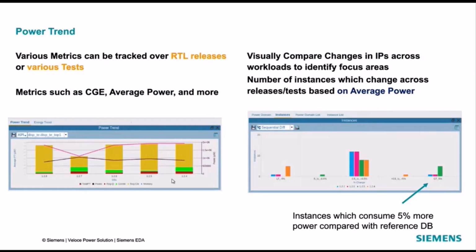So this is another view of the power trend analysis over RTL releases and tests, and there are various metrics that you can compare. And here we do some statistical analysis to direct your attention to the areas that are important, rather than looking at all the data. So for instance, here it shows instances which consume 5% more power compared to the reference data and database. So if the power consumption increases, you can focus on those instances specifically to see what happened.